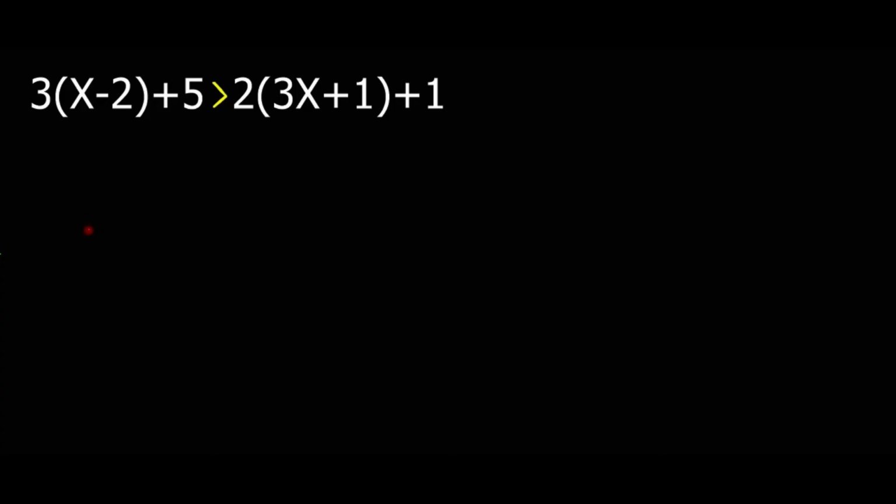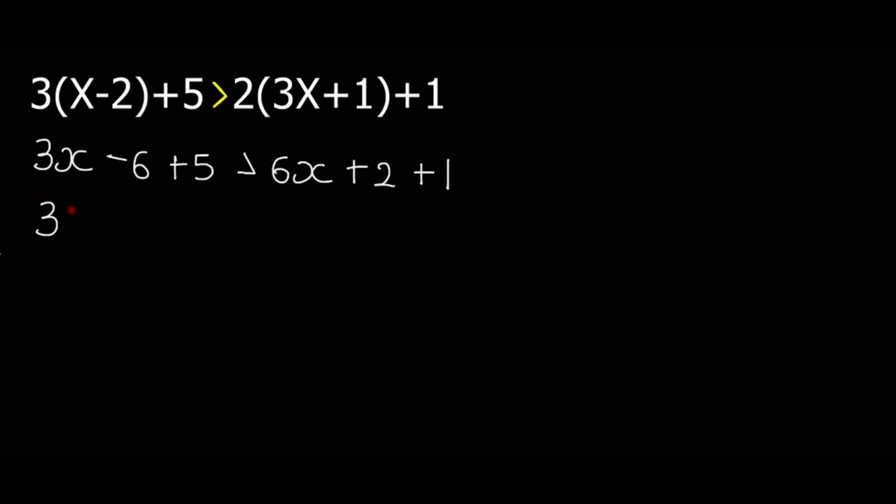And then what about this one? So we start by breaking out the brackets. So 3 times x is 3x, and then 3 times negative 2 is negative 6, plus 5. And then on the other side, we do the same thing, break out the bracket. 2 times 3x is 6x, and then 2 times 1 is 2, and then plus 1 outside. And then from here, we're going to group the like terms. 3x minus 6 plus 5 is minus 1, and then 2 plus 1 is 3.